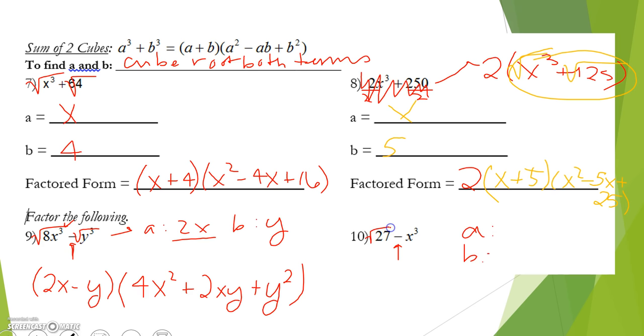Last one. So when I square root the first term, it is 3. I square root the second one, it's x. So this is weird because the number's first, and that's unusual. So I put the number first. It's a minus b. Then it's a squared, so 9, plus a times b, so 3x, plus b squared, which is x squared. So if the number comes first in the problem, it'll come first whenever you're writing out the formula.